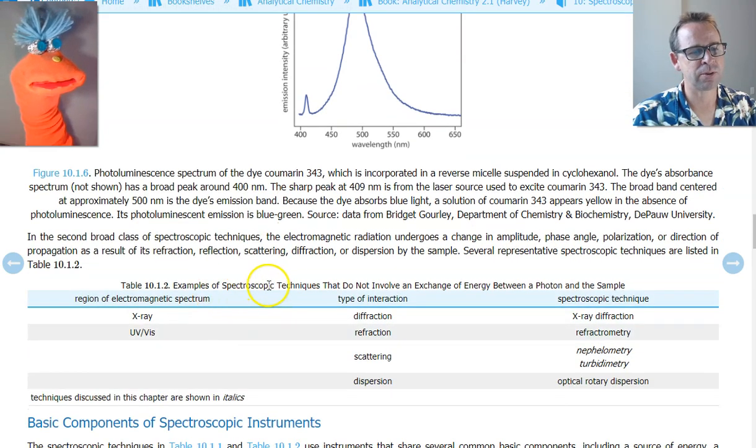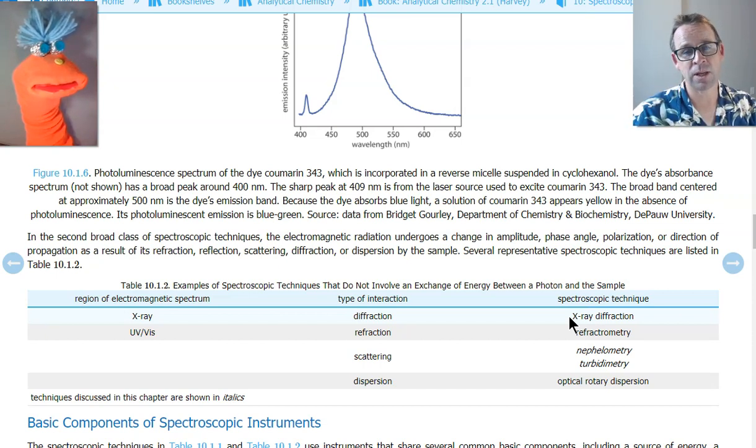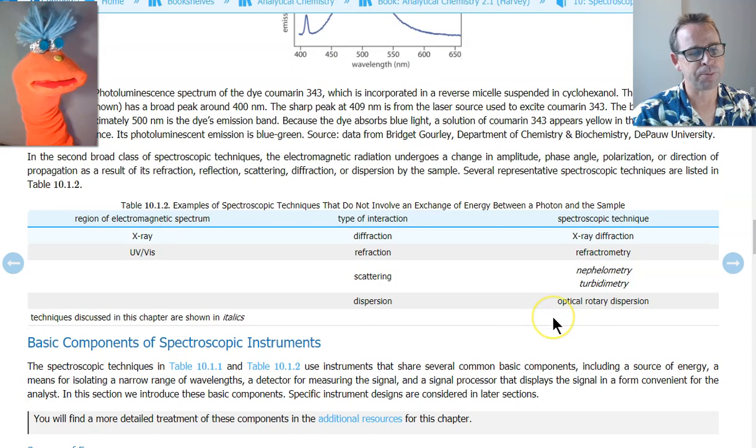So we also have some examples of techniques that don't involve the exchange of energy between a photon and the sample, but are very important techniques nonetheless. X-ray diffraction, right? Very important technique in which the X-rays are diffracted by the waves around the molecules, which are electrons, right? Electrons behave like waves, and when two waves come together, you'll get some light, following light properties, and one of those is diffraction, right? Okay.